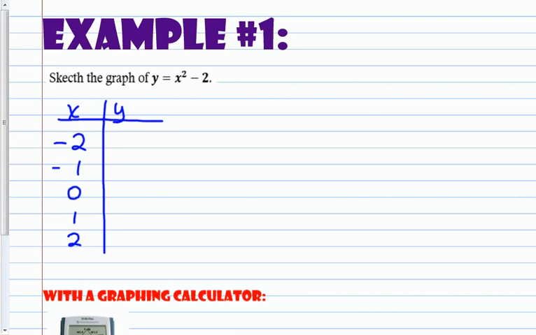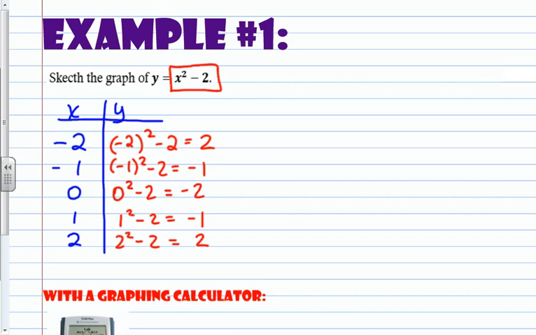Then you take those x's, you plug them into the equation to get your y value. So we're going to use our function, and we're going to have -2 squared minus 2. So that's 4 minus 2, which is +2, and that's my y value. And then we'll just repeat. All right, so I plugged in -1, 0, 1, and 2 into the equation, and I got my y values.